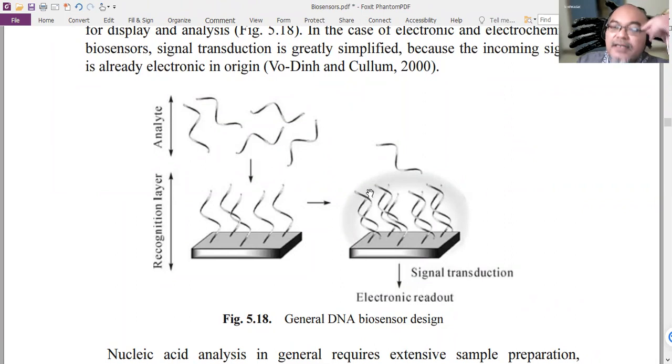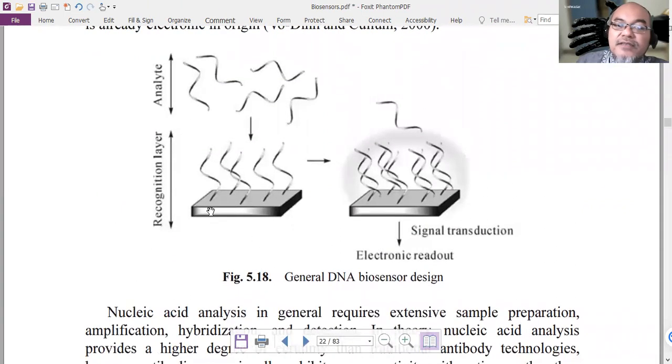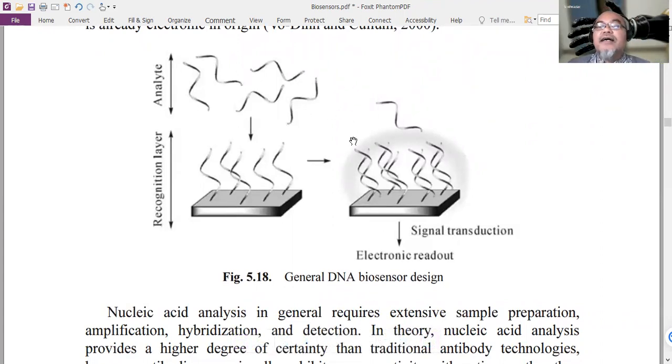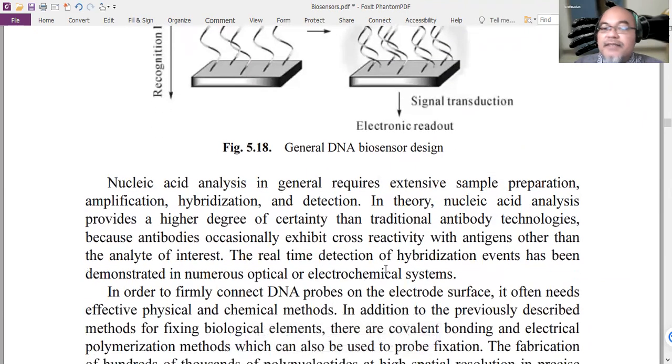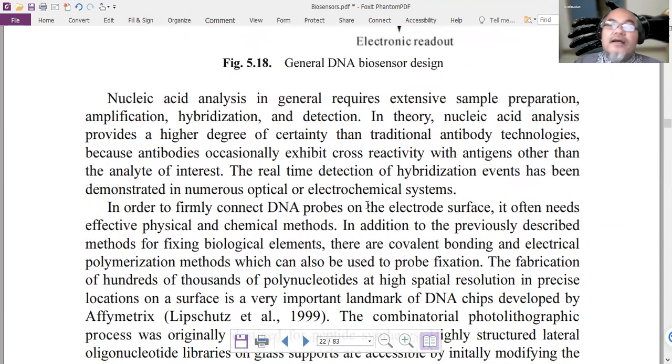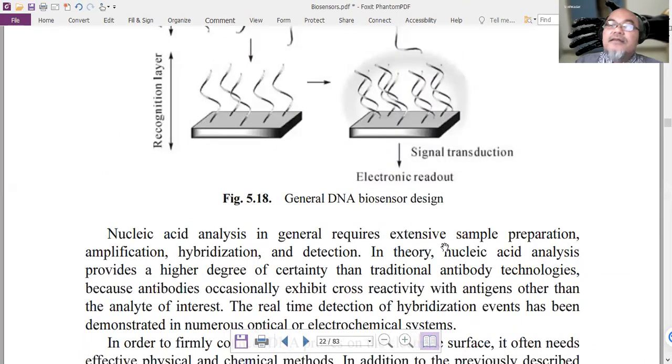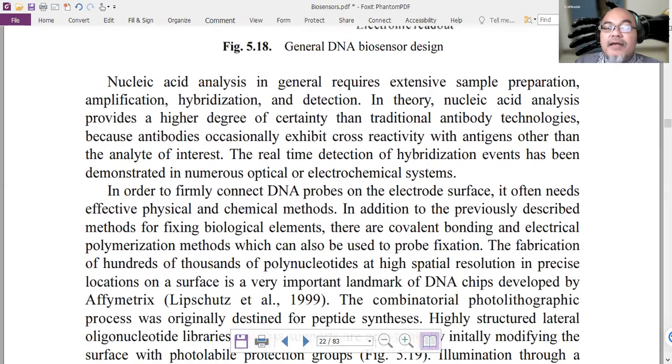Then we apply the single strand specific recognition layer onto a substrate that will bind to the complementary single strand sequence of that gene. When there is binding, there will be signal transduction, which should be electronically readable. We can also use SPR to detect optically, or QCM to detect using mechanical vibration frequency, or EIS as well. Or we can use a label or a mediator to directly detect the electronic exchange due to this binding.